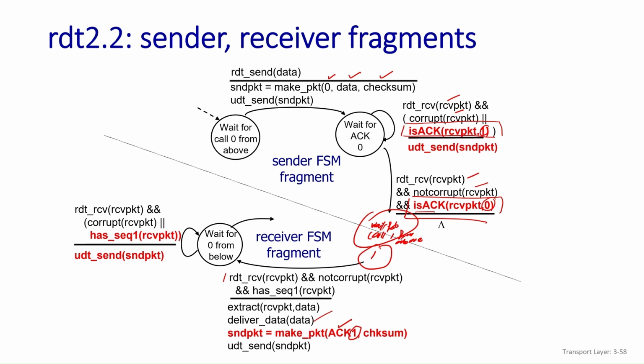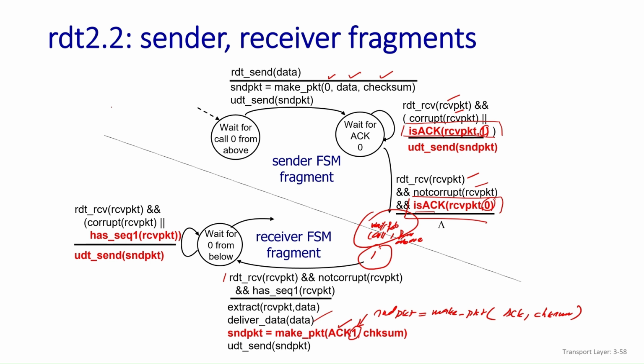Both these fields were there previously as well. Previously we had send packet equals make packet, with acknowledgement and checksum. So what has changed here? Now the acknowledgement also needs to have a number, an acknowledgement number. After sending this acknowledgement, we go to this wait state.